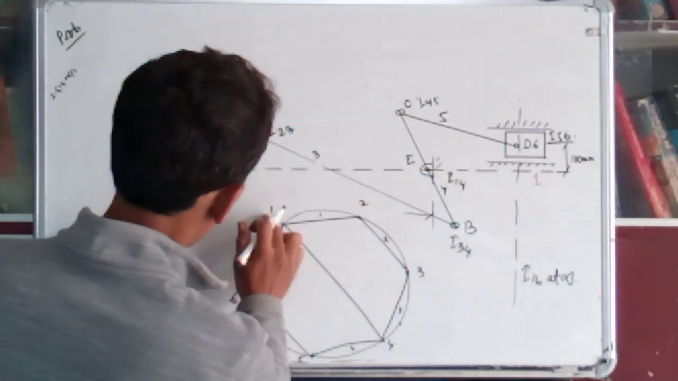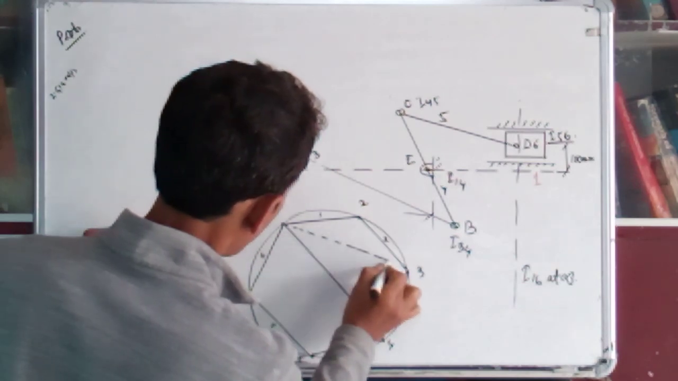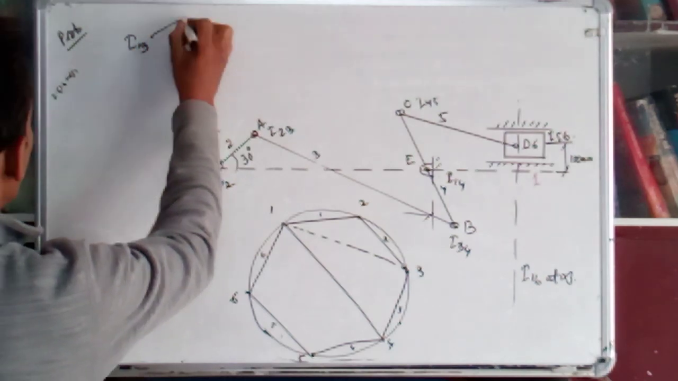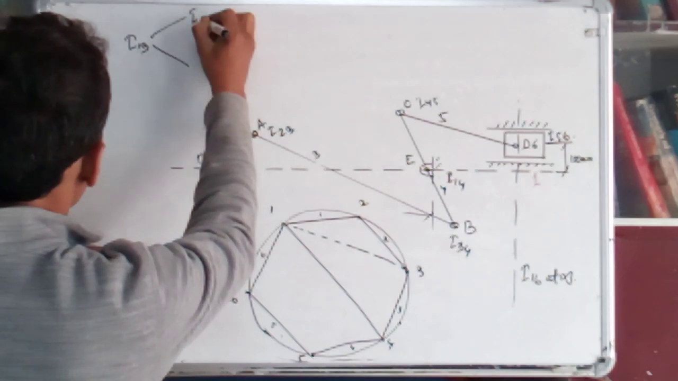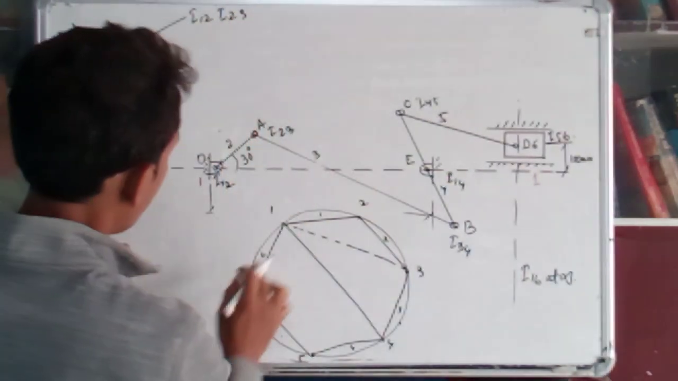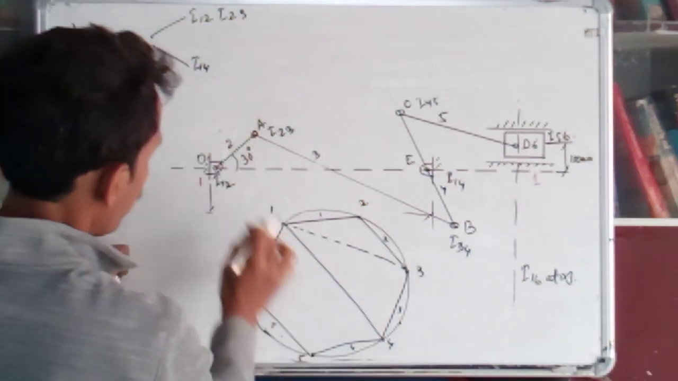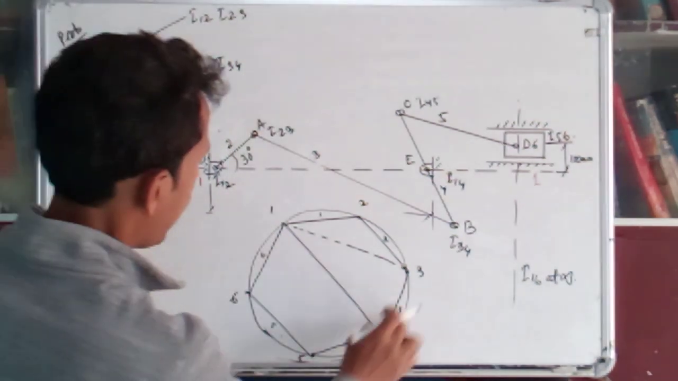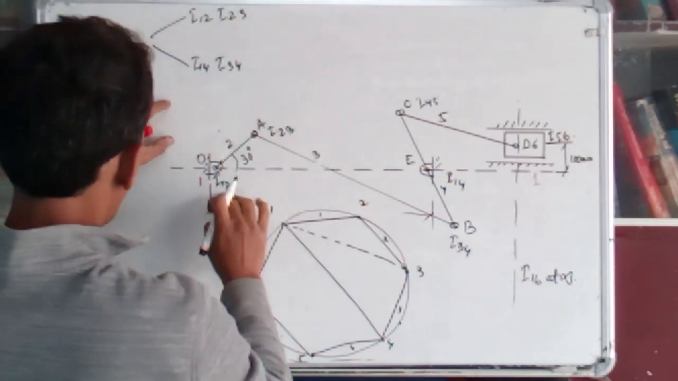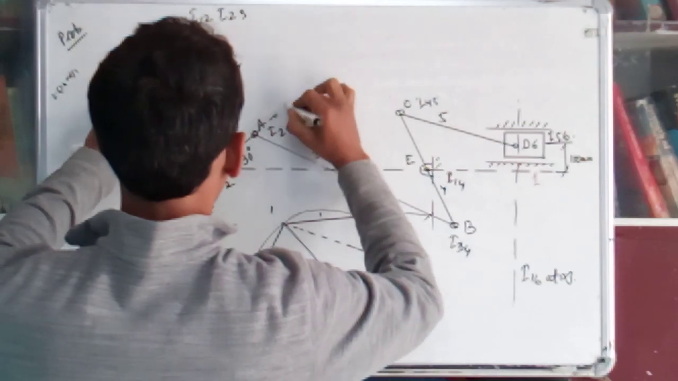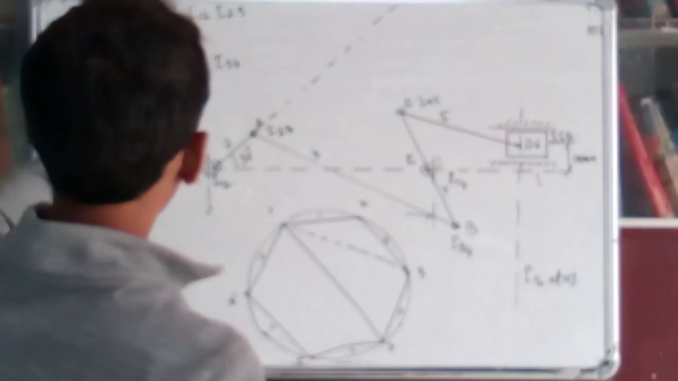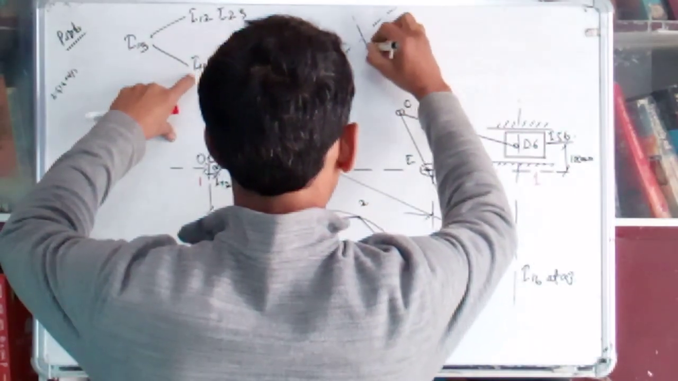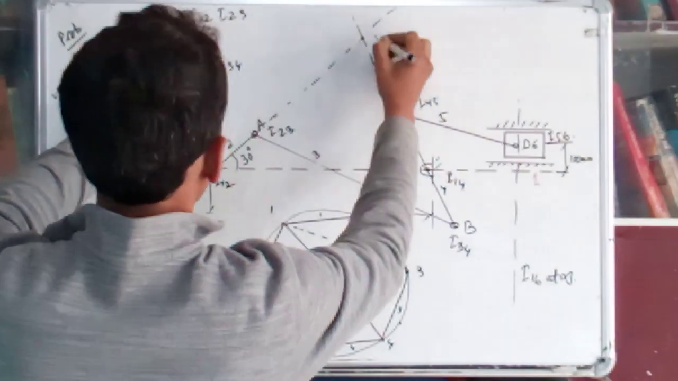Join 1, 3. That is I 1 3. I 1 3 lies in between I 1 2 and I 2 3, and also between I 1 4 and I 3 4. Now I 1 2 and I 2 3 make a straight line. Then I 3 4 and I 1 4 make another line. You extend these lines, and the two lines intersect each other at I 1 3.